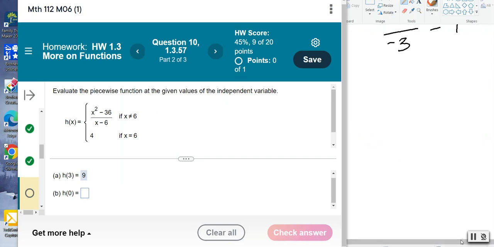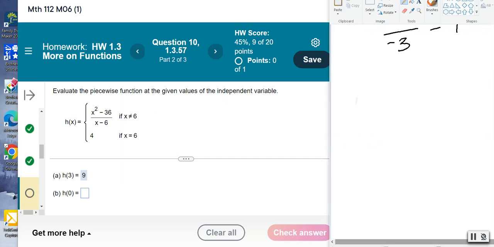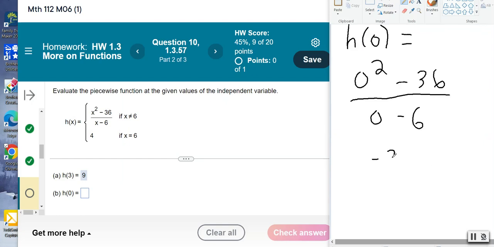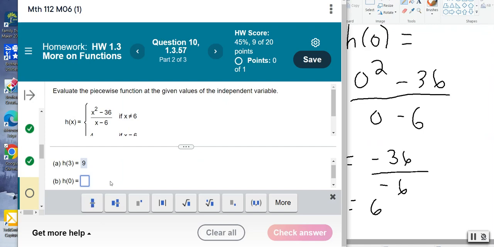And now they ask us for h of 0. And let's see, h of 6 is the bottom, so this has to be in the top. 0 squared minus 36. 0 is not 6, that's why I'm using the top one. Over 0 minus 6, that's going to give me a negative 36 divided by negative 6, which is 6. So h of 0 is 6.